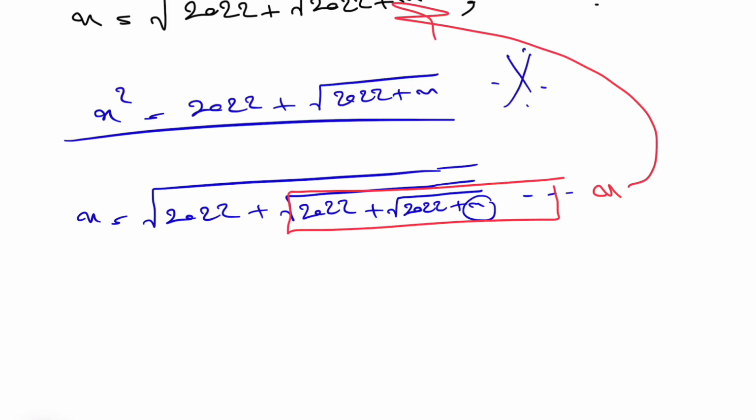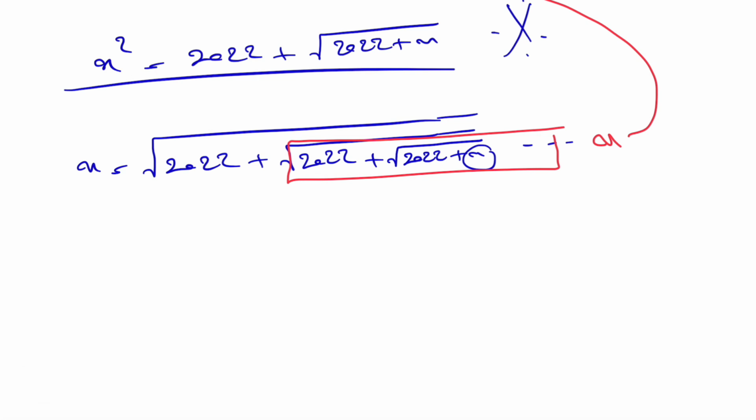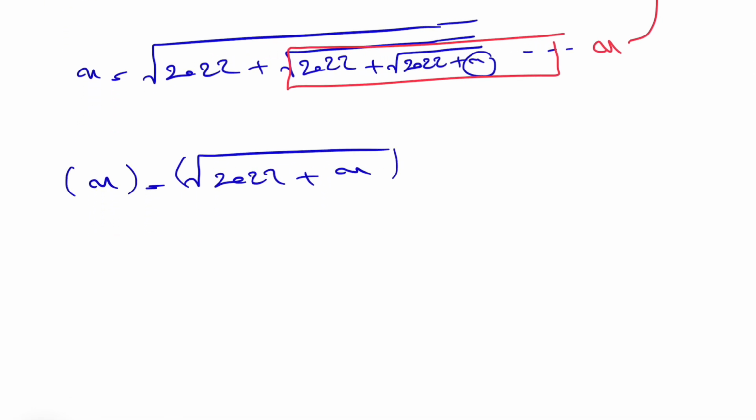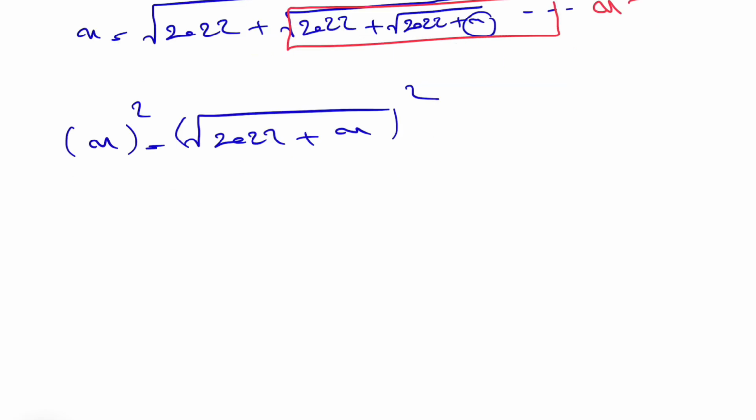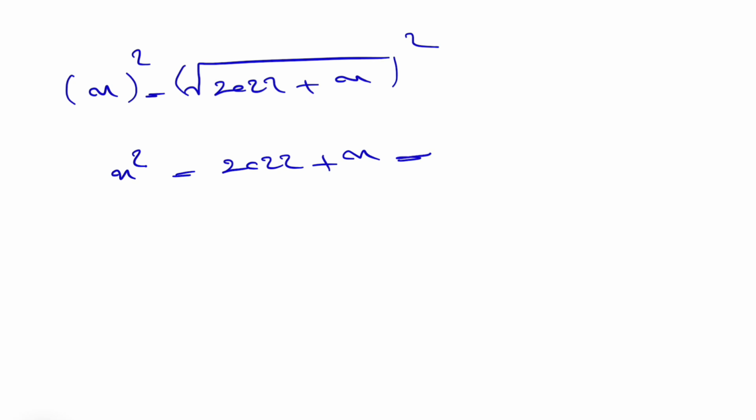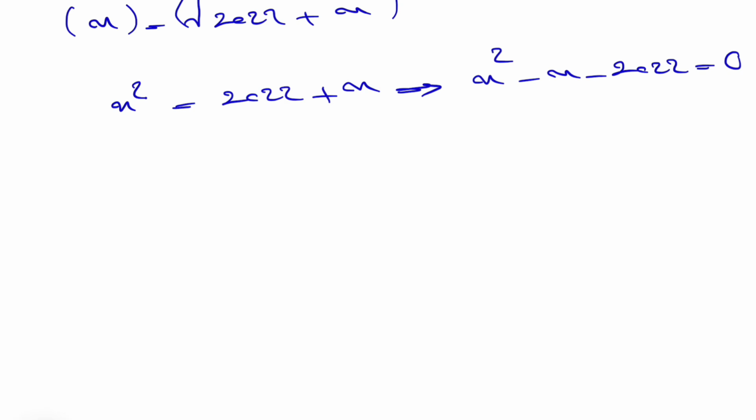Now it seems we are off to a good start. If that's the case, we will have x is equal to the square root of 2022 plus x. And there we go. Now if we raise each side to the power of 2, we have x squared equals 2022 plus x. And now we have a simple quadratic equation: x squared minus x minus 2022 equals 0. We're good to go with our quadratic formula.